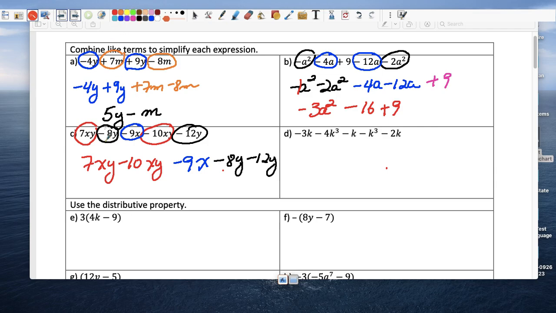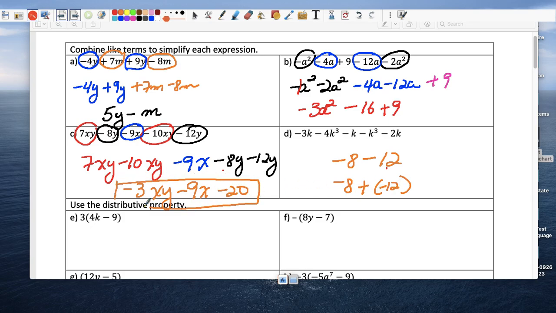Now I need to combine them. 7xy minus 10xy is negative 3xy. Negative 9x does absolutely nothing. And then I got to combine negative 8 with negative 12. So again, pull it out aside if you need to. So keep negative 8 as it is. The subtraction becomes addition, and the additive inverse of 12, or the opposite of 12, is negative 12. Negative 8 plus negative 12 is negative 20. And that's my expression.